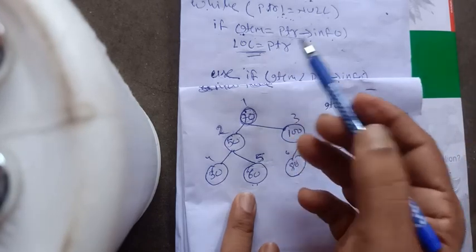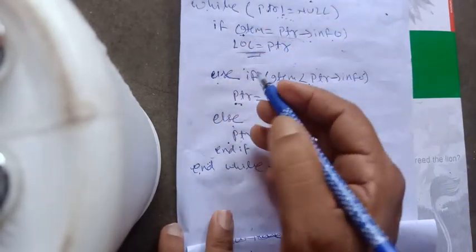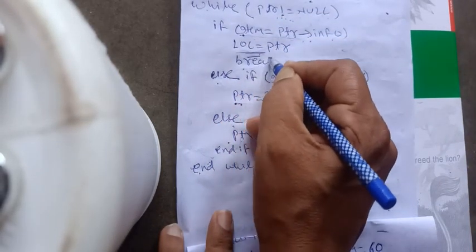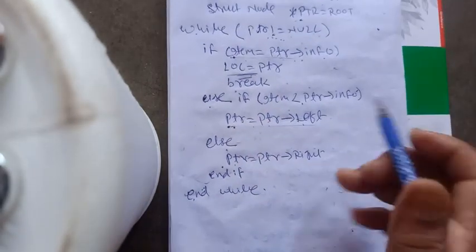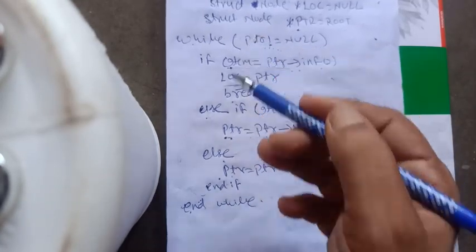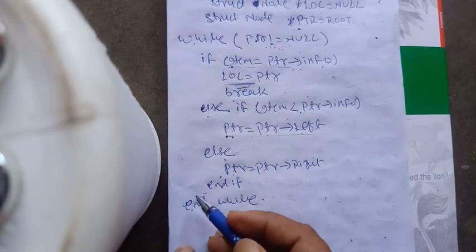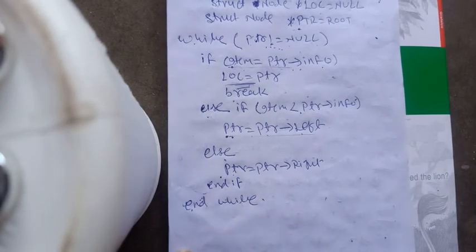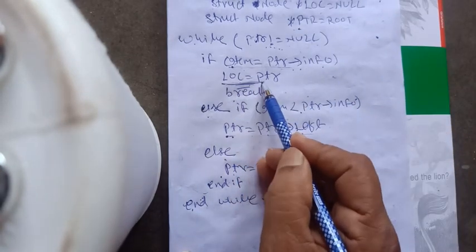Now after the item is found, there is no need to continue this loop. So here I will write a break statement because the item is found. The break statement brings the control outside of the loop, so it will come out of the loop. Once you get outside of the loop, you can check the value of LOC, because the moment you found the item, LOC is set to PTR.